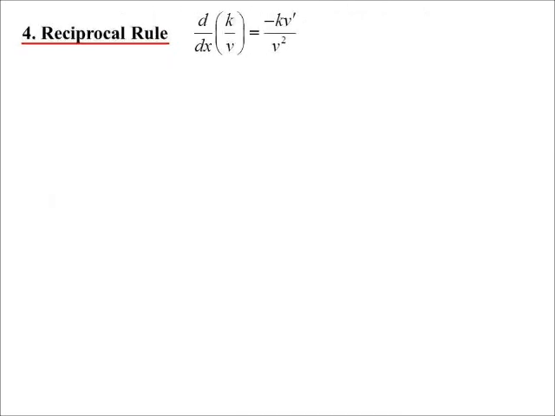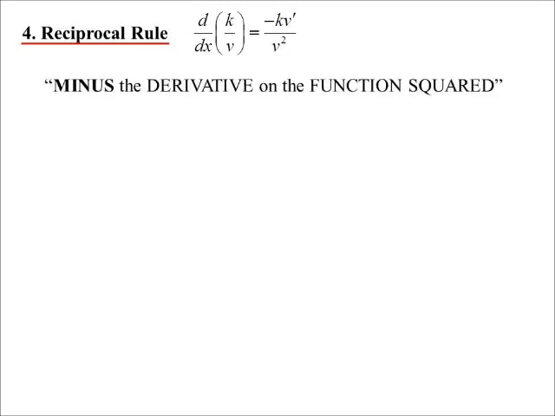I'm going to show you rule number 4. Now, rule number 4 you will not find in any textbook. Right? This is our secret. Trust me. The reciprocal rule. It's when you have a constant on the top of a fraction. So when you have a constant on the top of the fraction, then it's minus the derivative on the function squared. Minus the derivative on the function squared.